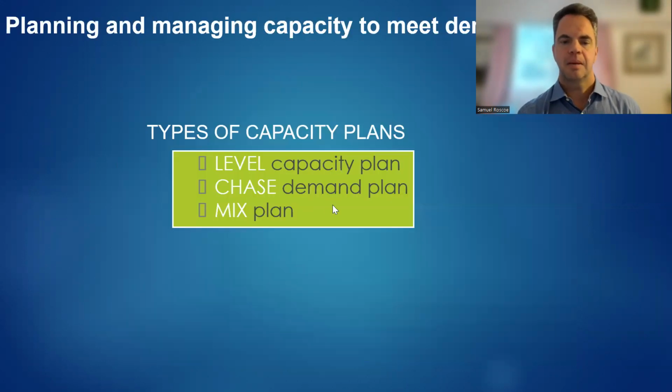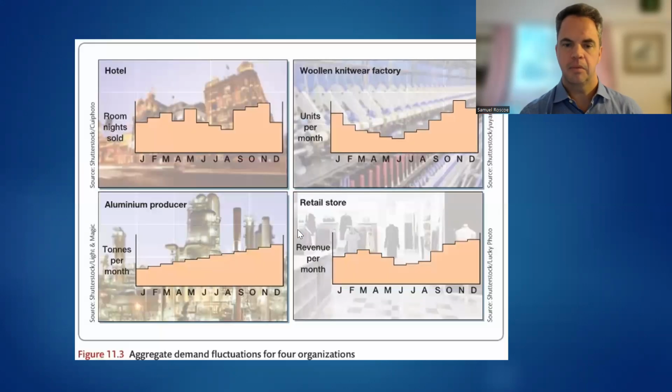Okay, so some of the different capacity plans that we can use to do this, I'll give you a few examples. One of them, like I said before, is a level capacity plan. The other one is a chase demand plan or chase capacity plan, and then a mixed plan. And I'll go through some of these and then we'll wrap it up.